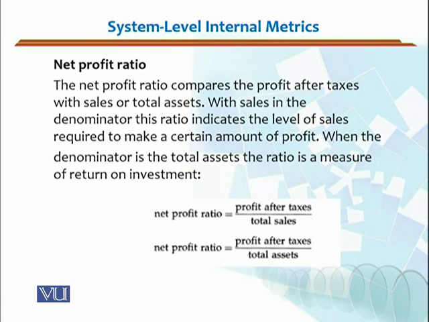A net profit ratio is either a ratio of the profit after taxes divided by total sales, or net profit ratio can also be calculated by profit after taxes divided by total assets. And this is also known as, the second ratio is actually known as return on investment, ROI, when you use total assets in the denominator.